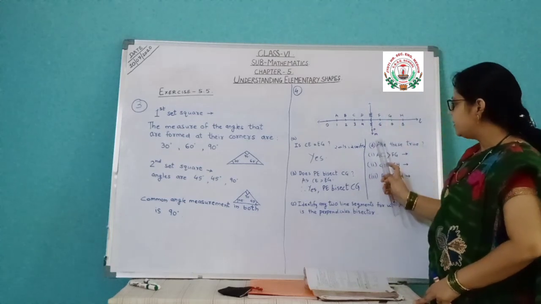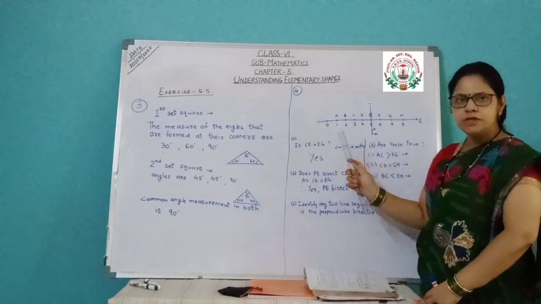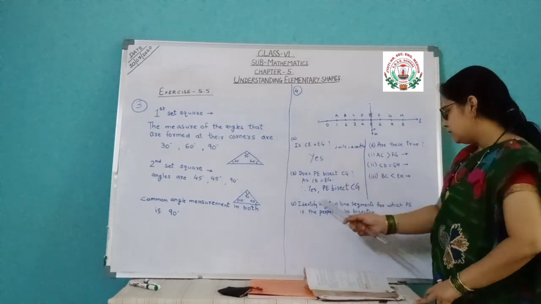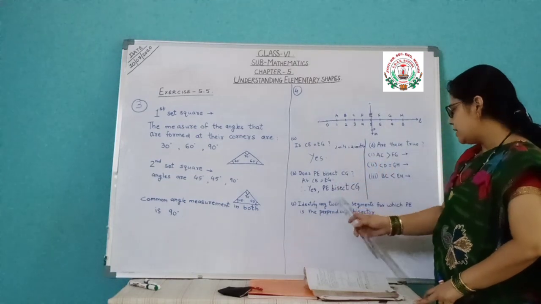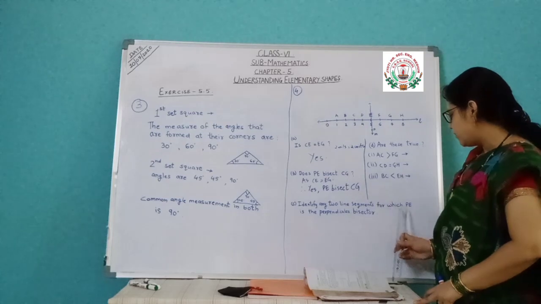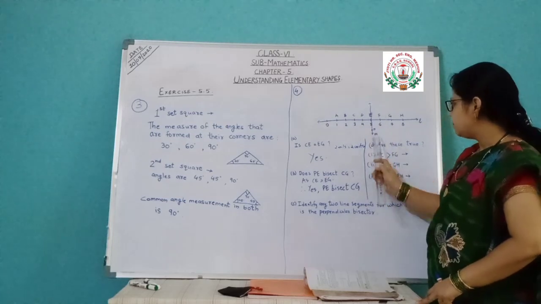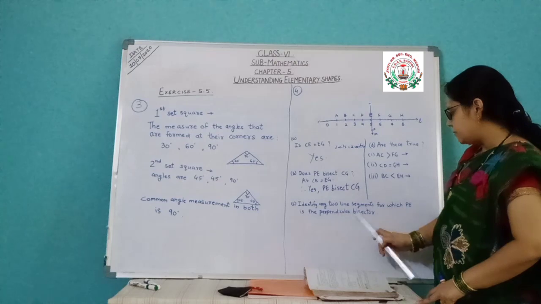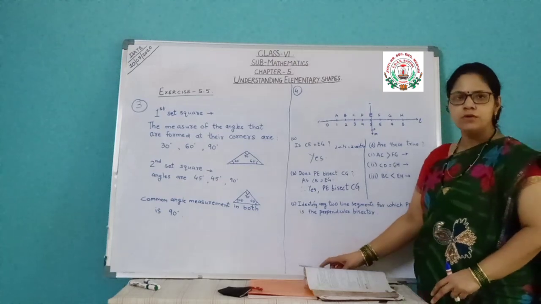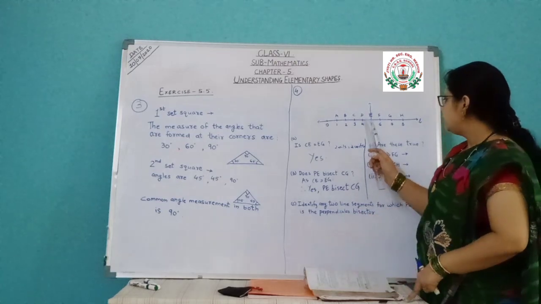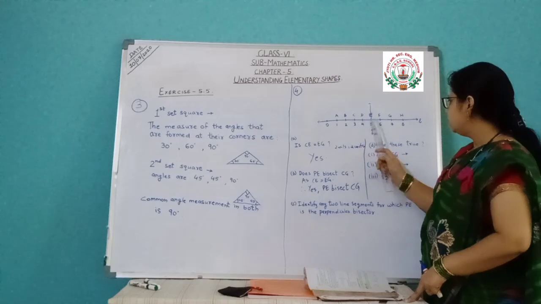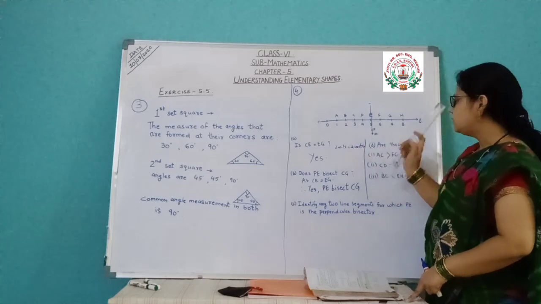This is the line perpendicular. Perpendicular means forming 90 degrees. And any other 2. This is the one. Any other 2 line segments you have to tell for which PE is the perpendicular bisector. It means dividing into 2 equal parts. You take 1 unit, 1 unit. You take 2 units, 2 units. You take 3 units and 3 units.